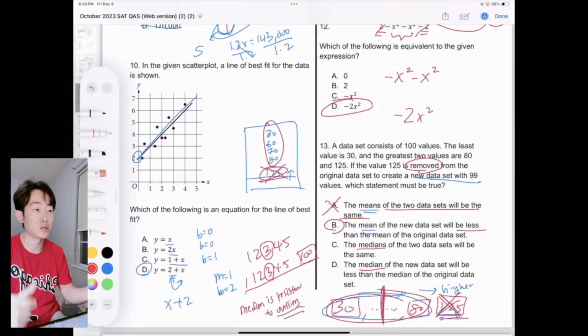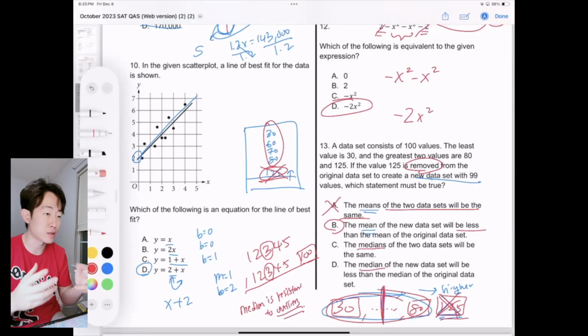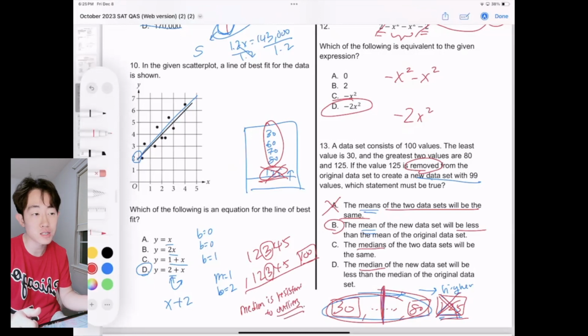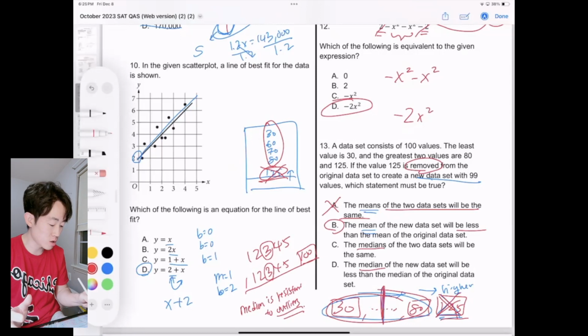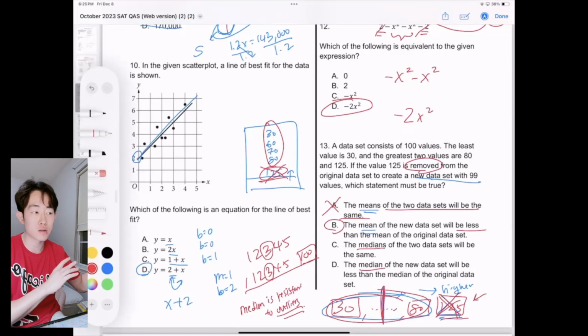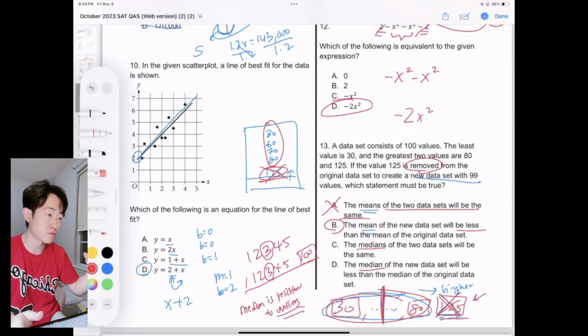For AP stats teacher, I mean, those are the technical terminologies. So it's resistant to what we call outliers, a strong difference of the values from the rest of the group. So hopefully that really explained 13.